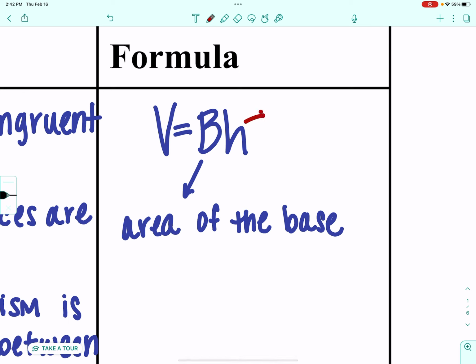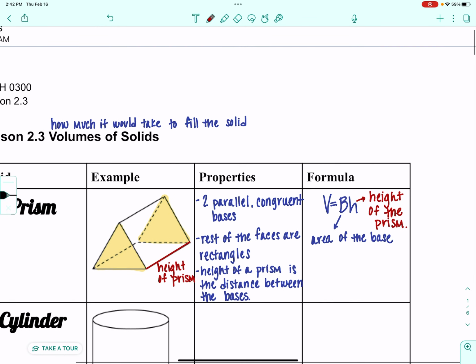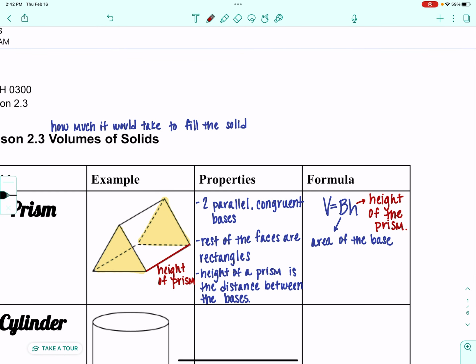This little h, again, is the height of the prism. Always, always, always. So let's go look at it. Let's go find a prism that we can play with.